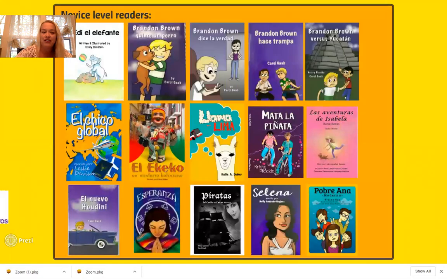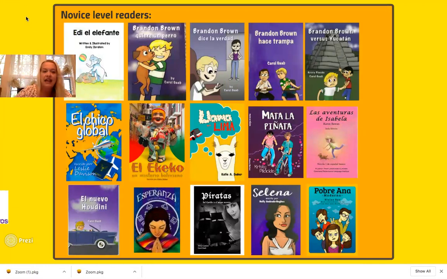So I have a few favorites here. I'm gonna move my little face so I can see. Eddie El Elefante is an elementary level book. We use it in our elementary Spanish program in my district. Lots of repetition, counting, adjectives, family. Just a great book, illustrated and amazing, written by Emily Ibrahim.